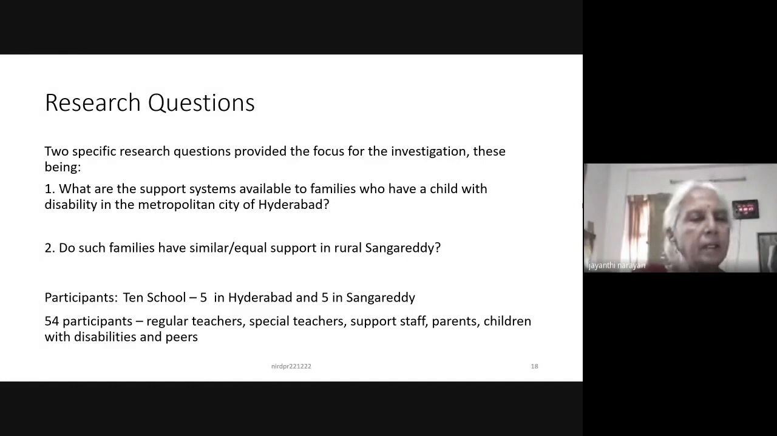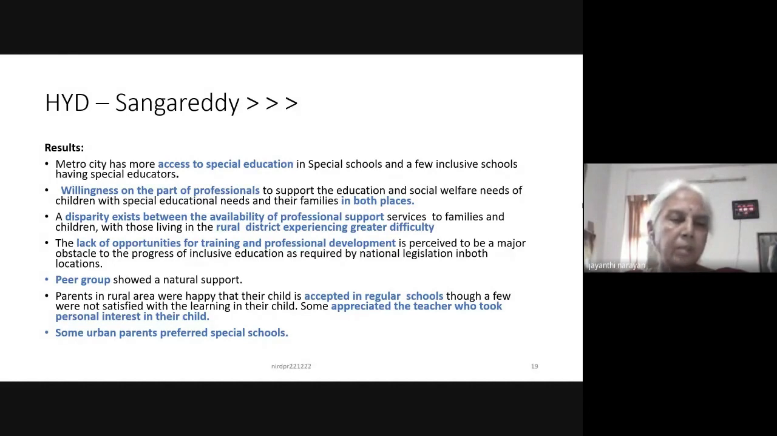Yeah, so we had the research questions. We wanted to find answers to this: what is the support system available for families who have children with disability in the metropolitan city of Hyderabad? Do such families have similar equal support in Sangareddy also? So we took 5 schools each in both places, Hyderabad and Sangareddy. We had 54 participants. It was interviews, as you had seen earlier, and that included regular teachers, special teachers, support staff. Aya and auto driver also were interviewed, in fact. Parents, children with disabilities and their peer group were all included for the study.